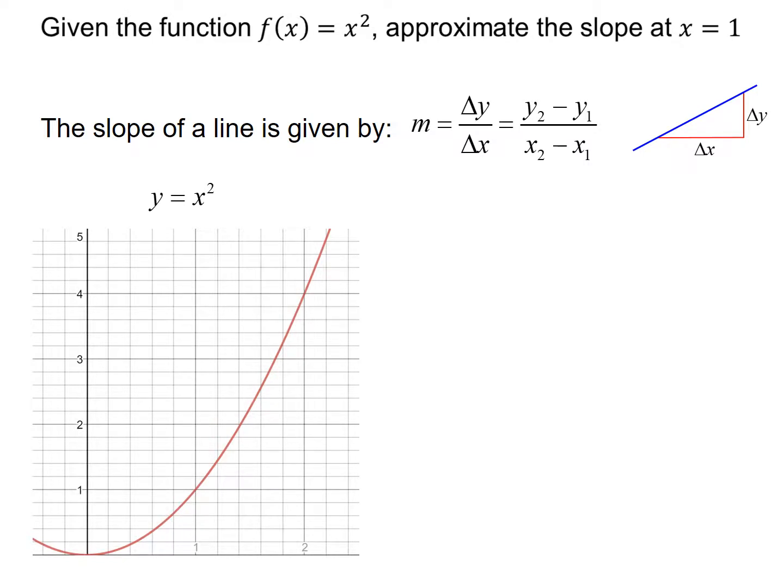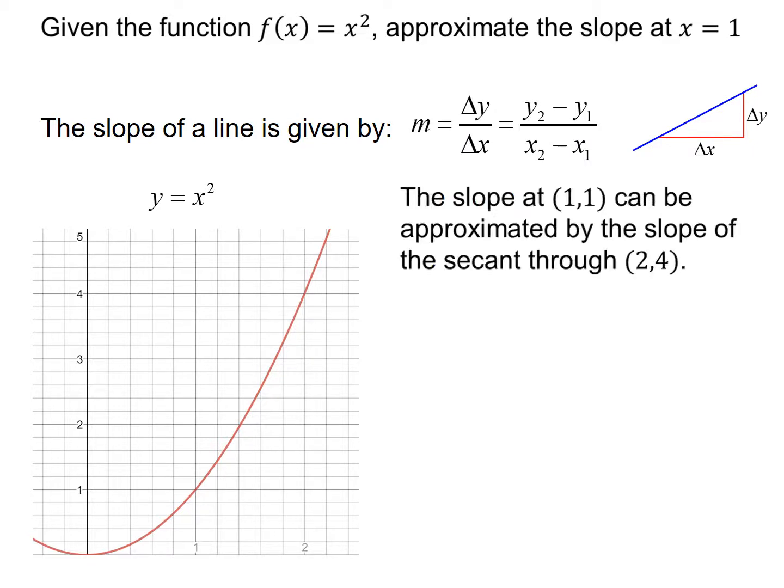So here's y equals x squared. We're looking at the point when x equals 1, so the point (1, 1). And if we want to approximate that slope, we can use a secant line, which is a line that connects 2 points on the curve. So we could use the point (1, 1) and the point (2, 4). And you can see it gives us this blue line right here. We can find the slope of that line as 3. So we've approximated that the slope at x equals 1 is 3, although you can see from looking at the graph at the left that that's going to be a little bit too steep.